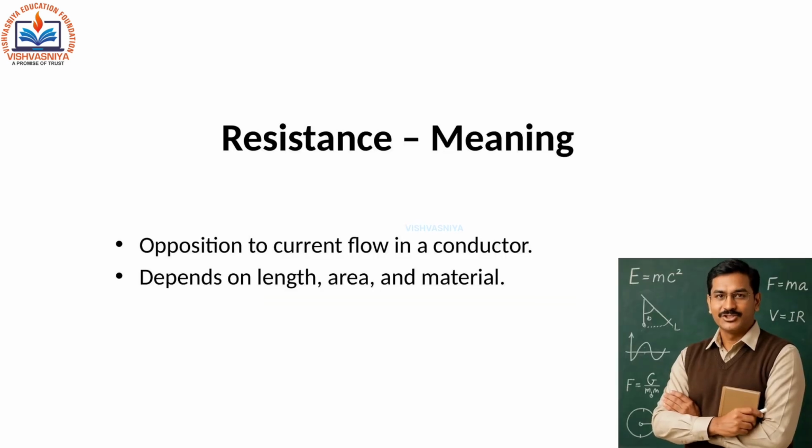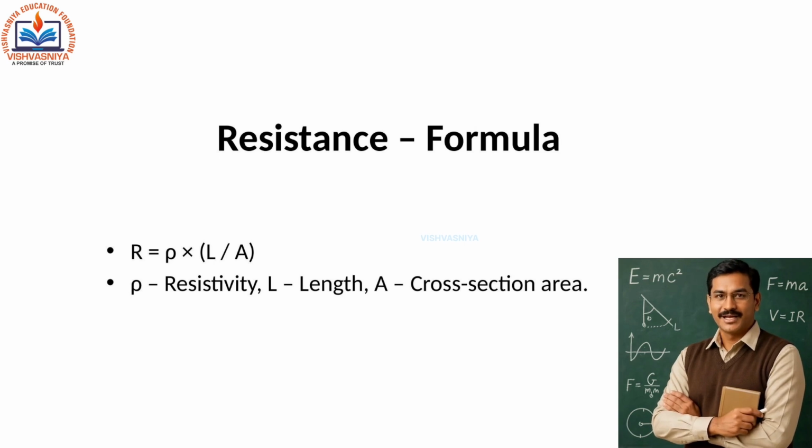Resistance is the opposition offered by a material to the flow of electric current. It depends on three factors: material, length, and cross-sectional area. The relationship is given by the formula R is equal to ρ multiplied by L divided by A, where ρ is the resistivity of the material, L is the length of the conductor, and A is its cross-sectional area.